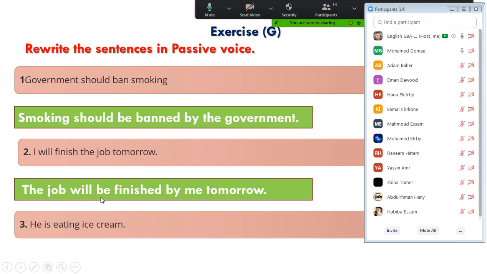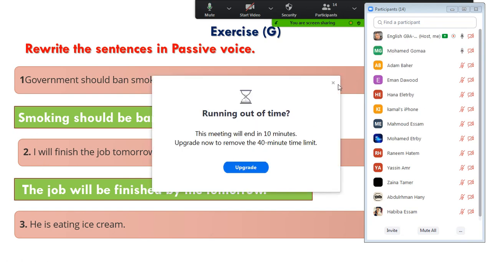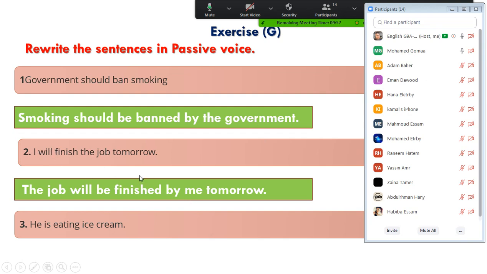Yes, we said we have to add verb to be in the passive. Will be finished. This is verb to be. It's infinitive because we have will before it. Will be finished. Finished is the past participle of finish. The job will be finished by me tomorrow. This is the thing I was telling you about, to convert the pronouns. I here is a subject pronoun. As long as it has turned into an object, it has to be an object pronoun, which is me. This is one of the things you have to keep in mind while you are converting.